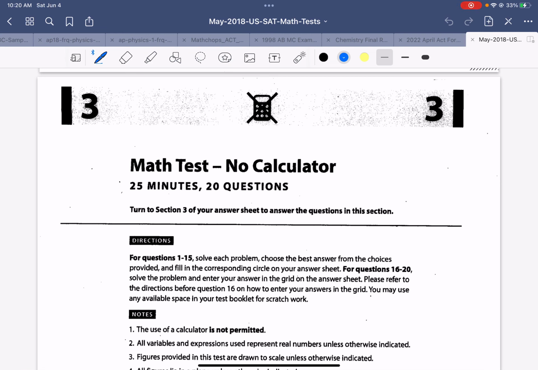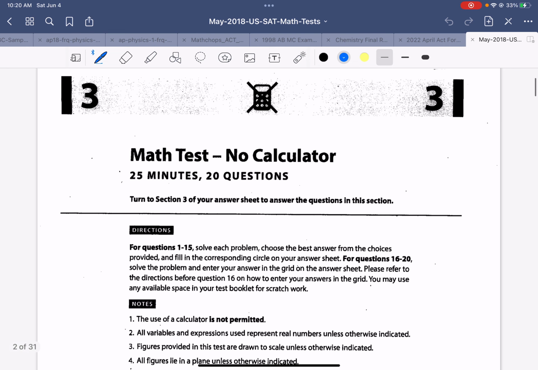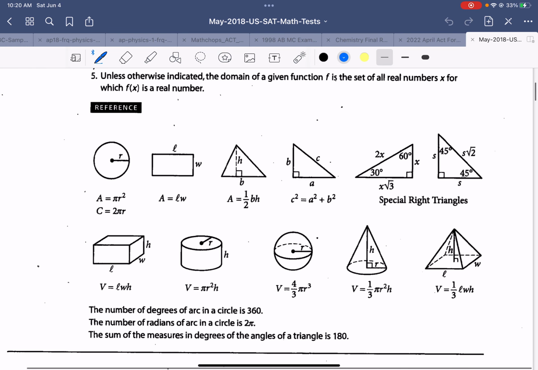In this video, I will solve the 2018 May College Board SAT test. So let's dive into the problems. First section, no calculator section. This equation and diagram, you can use in the real test, so you can use this as a reference. So let's do that. Number one.